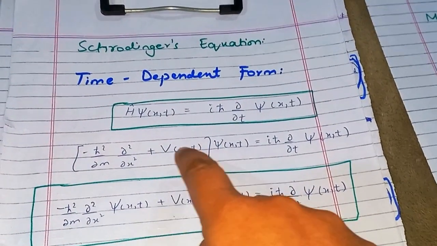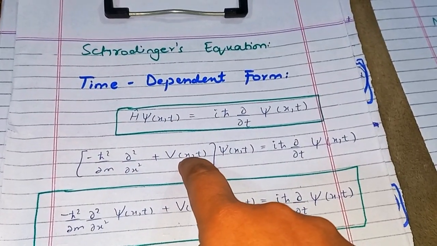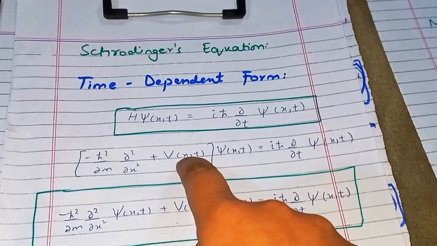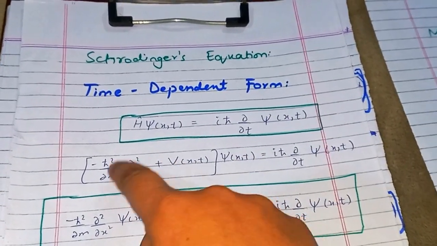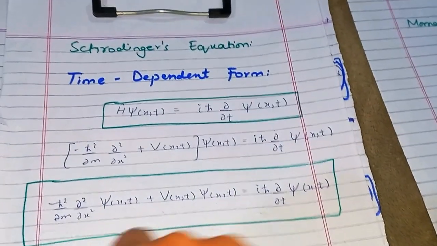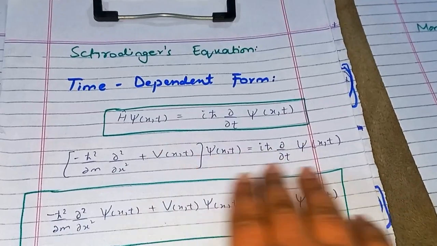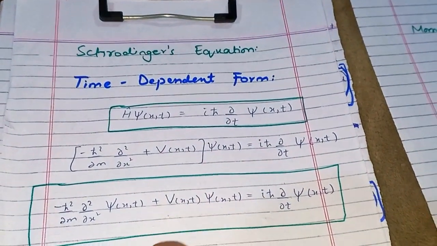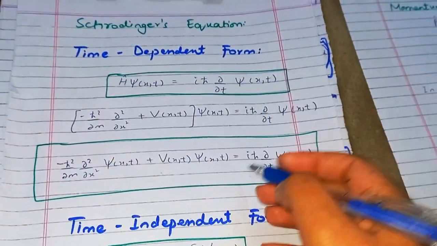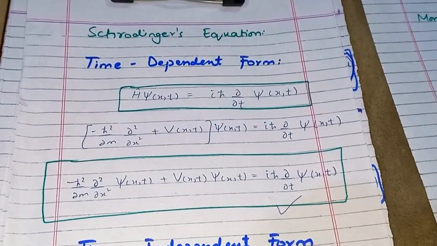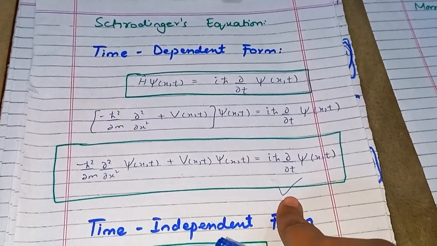That's really simple. Just use r in place of x in here, and in here you can use del square simply. For the time case you don't need to change anything, and that is the time dependent form of Schrodinger's equation. That is the time dependent form of Schrodinger's equation.